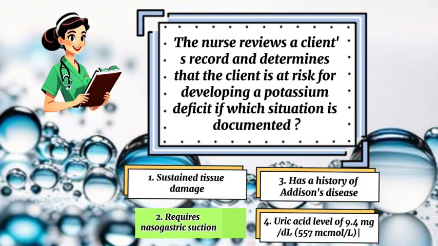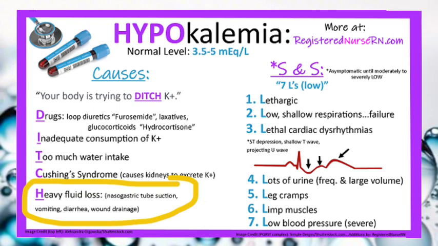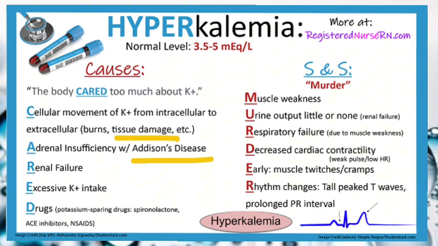Requires nasogastric suction. Rationale: the normal serum potassium level is 3.5 to 5.0 mEq per liter. A potassium deficit is known as hypokalemia. Potassium-rich gastrointestinal fluids are lost through gastrointestinal suction, placing the client at risk for hypokalemia. The client with tissue damage or Addison's disease and the client with hyperuricemia are at risk for hyperkalemia.